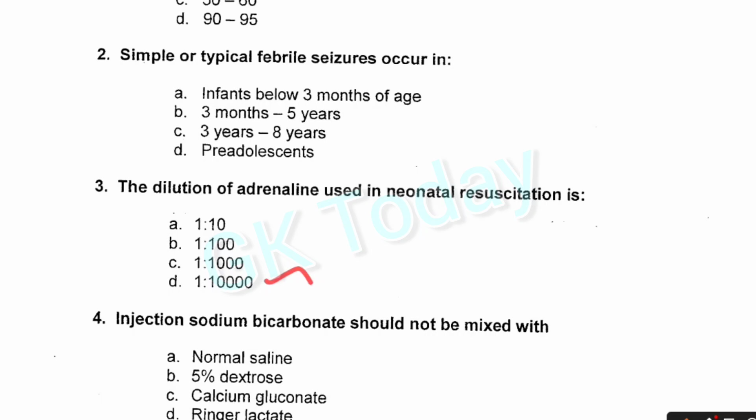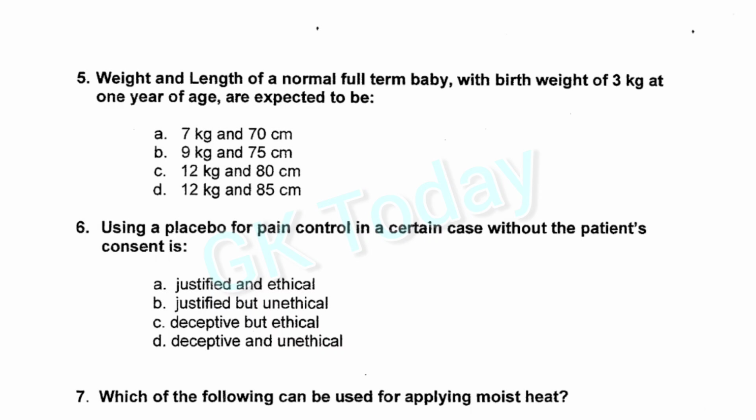Fourth question. Injection sodium bicarbonate should not be mixed with? Correct answer is option C, calcium gluconate. Question number 5. Weight and length of a normal full-term baby with birth weight of 3 kg at 1 year of age are expected to be? Correct answer is option B, 9 kg and 75 centimeter.